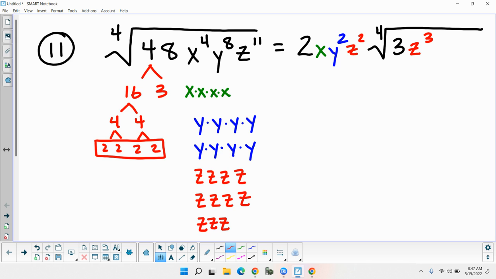Okay, you understand that? You don't have to write them all out like I did. You can go 4 divided by 4, so there's 1 x. 8 divided by 4, so there's 2 y's. 11 divided by 4 is 2 with 3 left over, right? If you want to just divide instead of write them all out, that's okay too. All right, we good for number 11? Okay. Number 12.